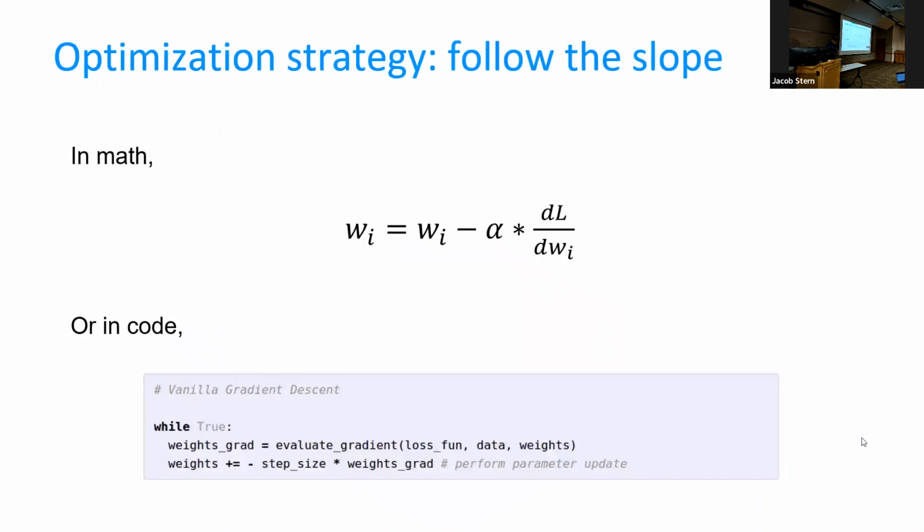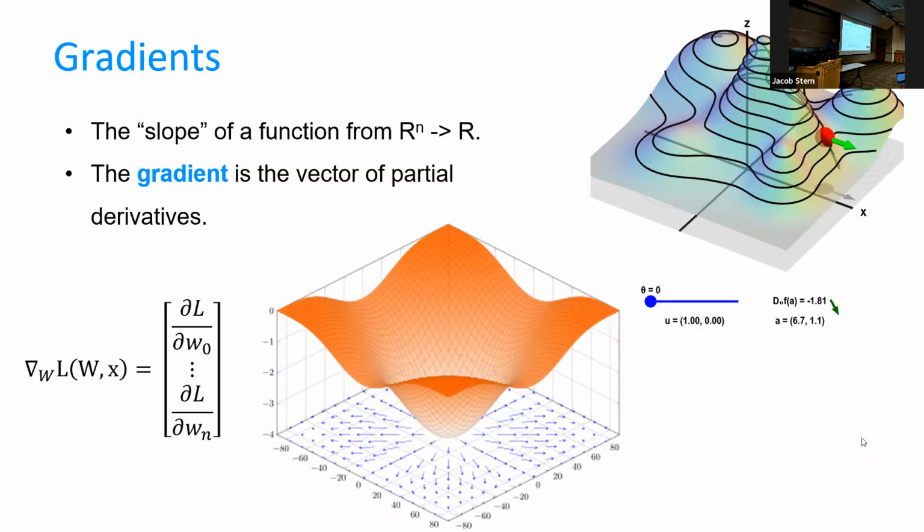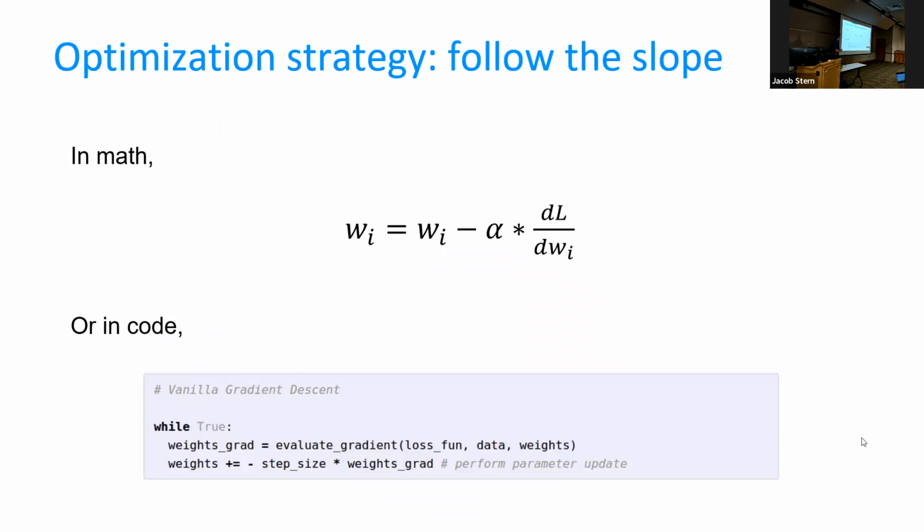And so what we are going to do is follow the slope. In math, what does that look like? Well, we take the current weight W of our neural network, and we subtract what's called the learning rate times the partial derivative of the loss with respect to that particular weight, which is an input to our final loss. Learning rate and step size are synonymous.